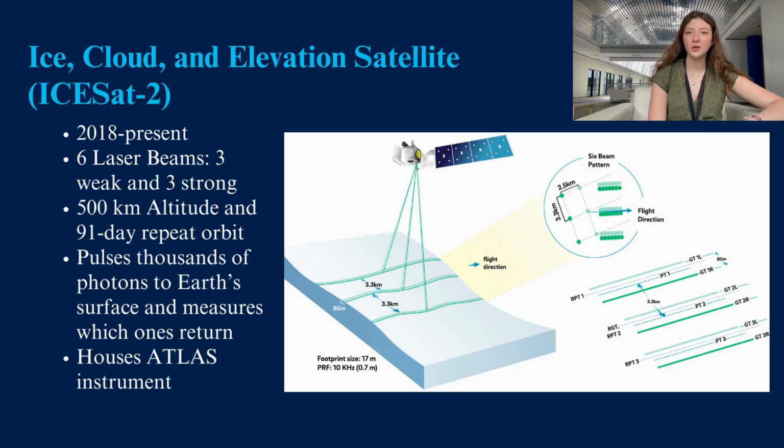Our key data tool was ICESat-2, which stands for the second Ice, Cloud, and Elevation Satellite, which was launched in the fall of 2018 and is still active to this day. It has 6 laser beams, 3 weak and 3 strong, that come in pairs, that pulse thousands of photons to Earth's surface and measures which ones return and how long it took for them to return. It has a 500-kilometer altitude and a 91-day repeat orbit. And most importantly, it houses the ATLAS instrument, which we used for this research project.